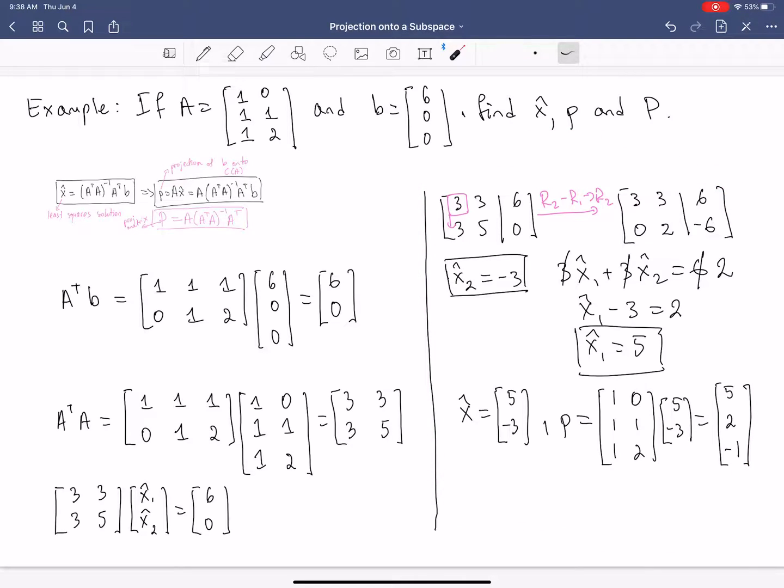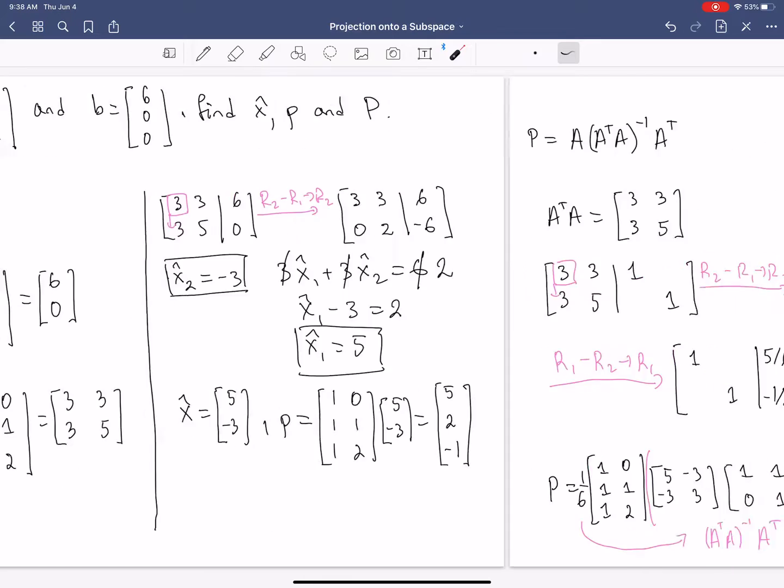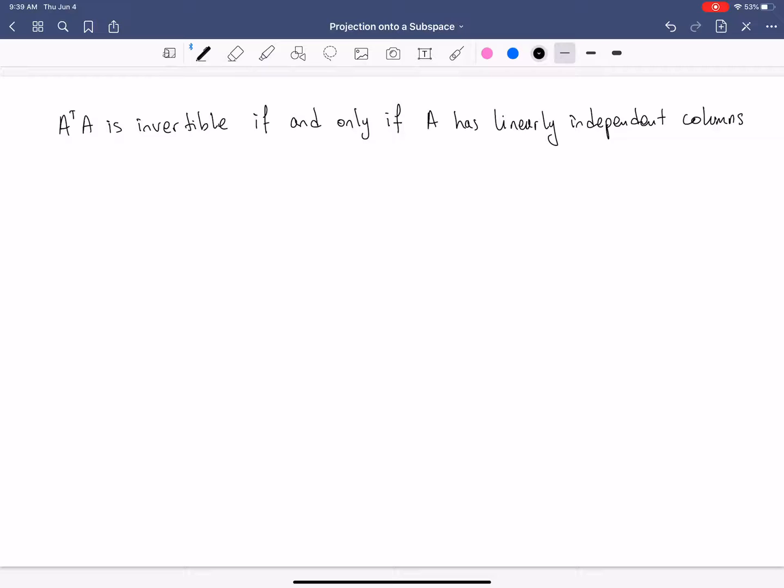All right, now I promised one final thing to do. So in our proof of the formulas for projections, we used one fact which I have not proven, and that is the following. A transpose A is invertible if and only if A has linearly independent columns. So we'll prove this, and with that we'll end for today.